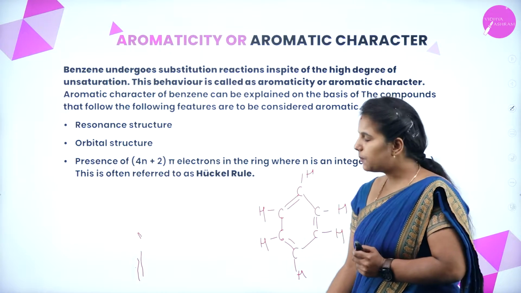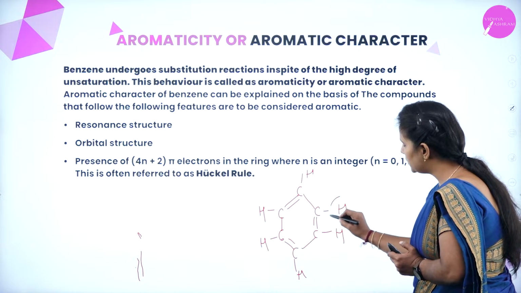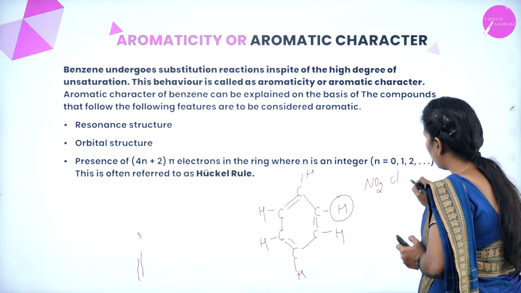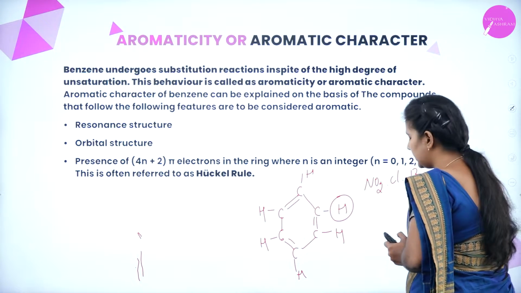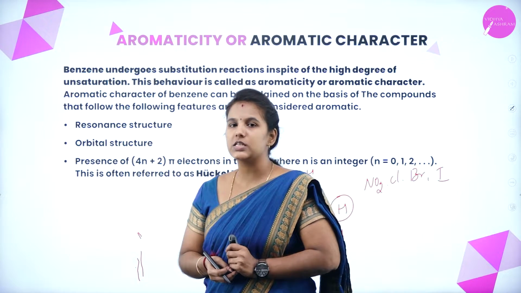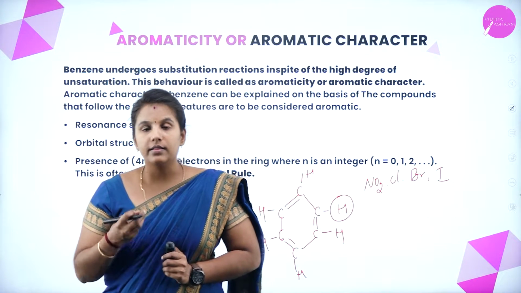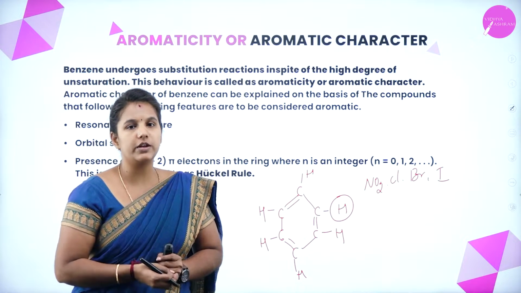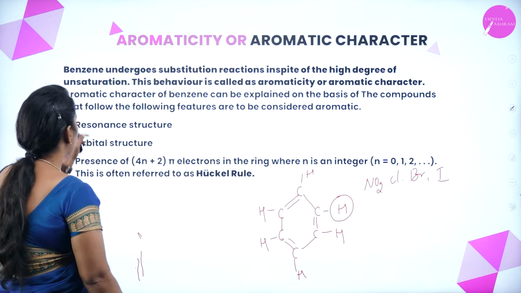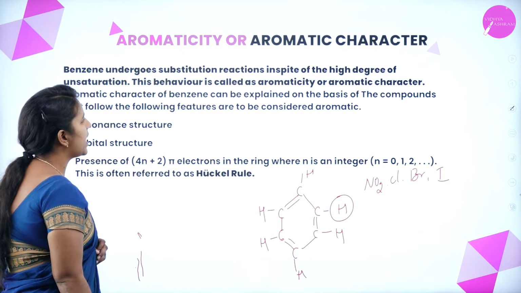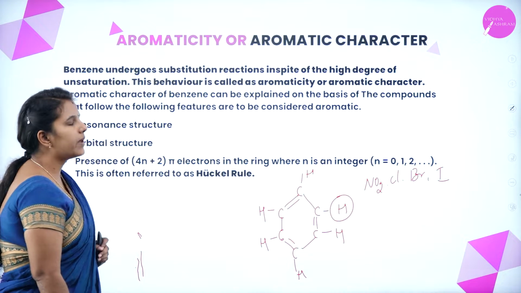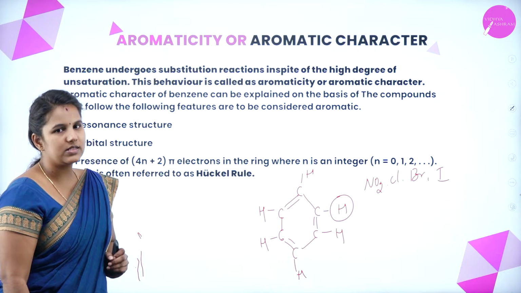Suppose you remove any one of the hydrogens and substitute it with nitro, chloro, bromo or iodo, anything, it undergoes substitution reaction very easily and forms a substituted product. This nature of benzene is known as aromaticity. Which is known as what? Aromaticity. Benzene undergoes substitution reaction in spite of high degree of unsaturation. This behavior is known as aromaticity.